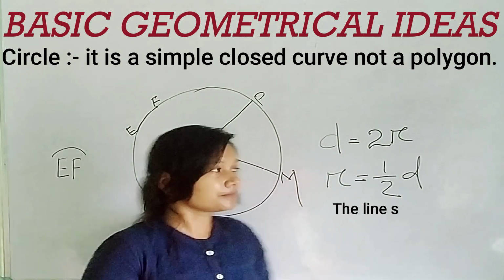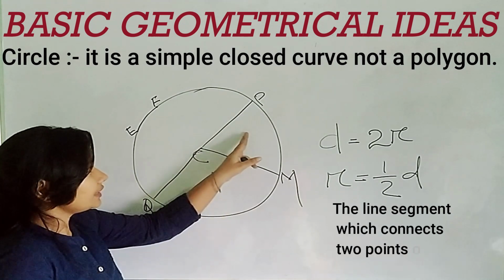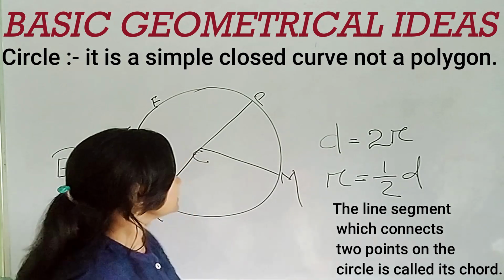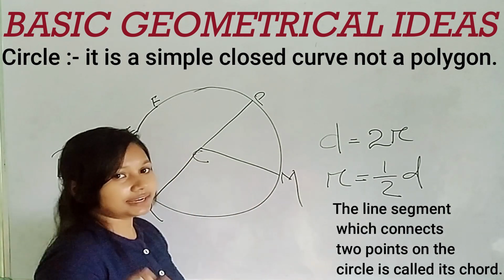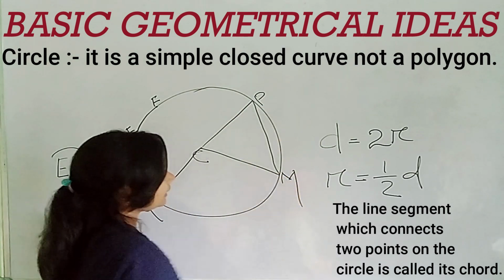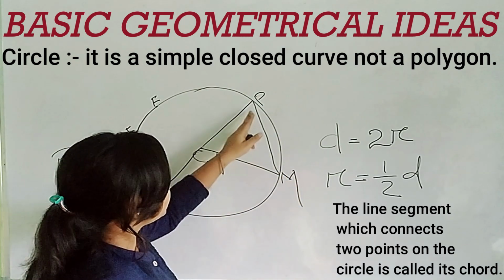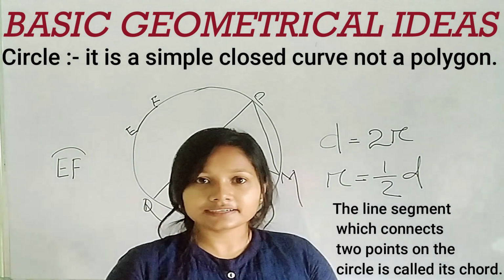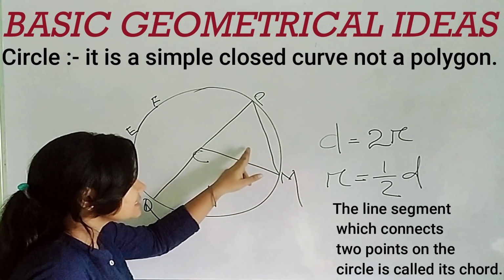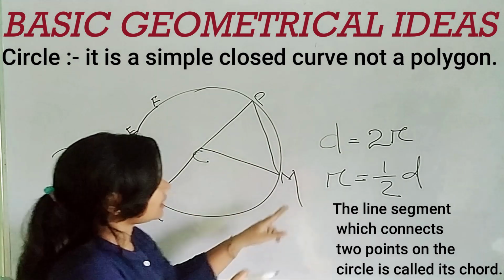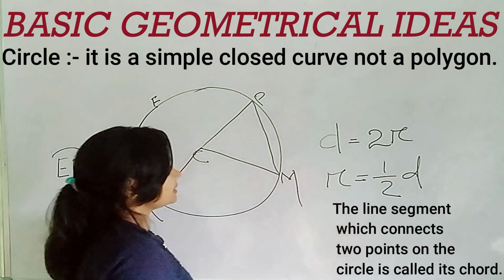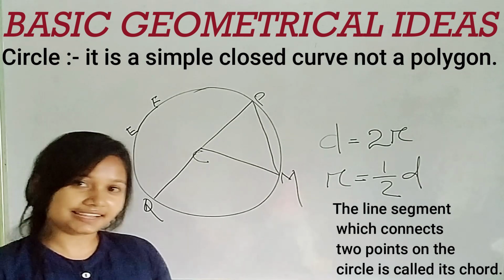And the next part is our chord. Then what is a chord? The line segment that joins 2 points on the circle. Means if we draw a line from point P to point M. Okay. Now PM is the line segment connecting the points P and M, right? And the line segment PM is known as our chord, right?